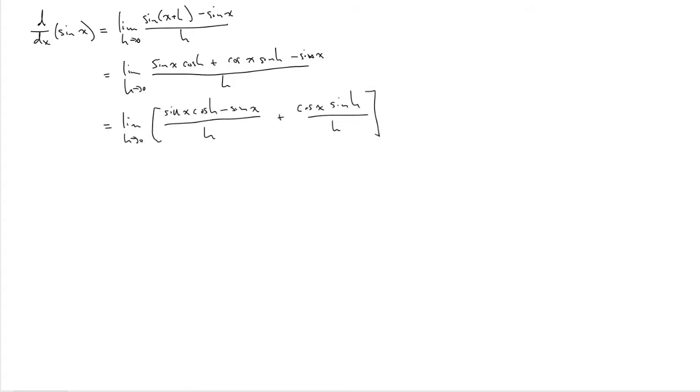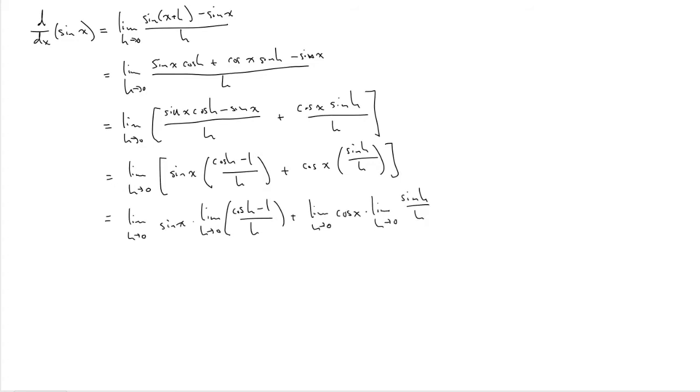Here I've swapped a couple of the terms and broken the expression into two fractions, factored out a sine of x in the first fraction, and then just rewrote both fractions slightly differently. And now I apply the limit laws. The limit of the sum is the sum of the limits, and the limit of the product is the product of the limits. And as h approaches 0, sine of x stays sine of x. There are no h's in that expression. And by the same idea, as h approaches 0, cosine of x stays cosine of x.